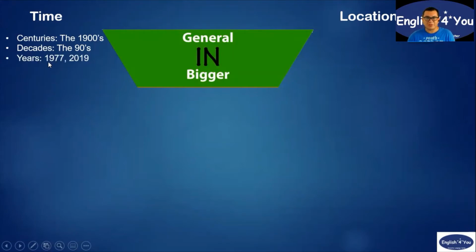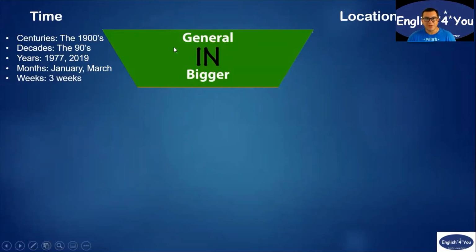Also, if you want to describe years, you can also use the preposition in. For example, in 1977, in 2019, in 1999. All right? So in to express a general idea talking about time. You can also use in when you are describing months. In January, in February, in September. Now remember, you are not giving a specific date. You are just giving a general day, a general time. In September, in March, etc.